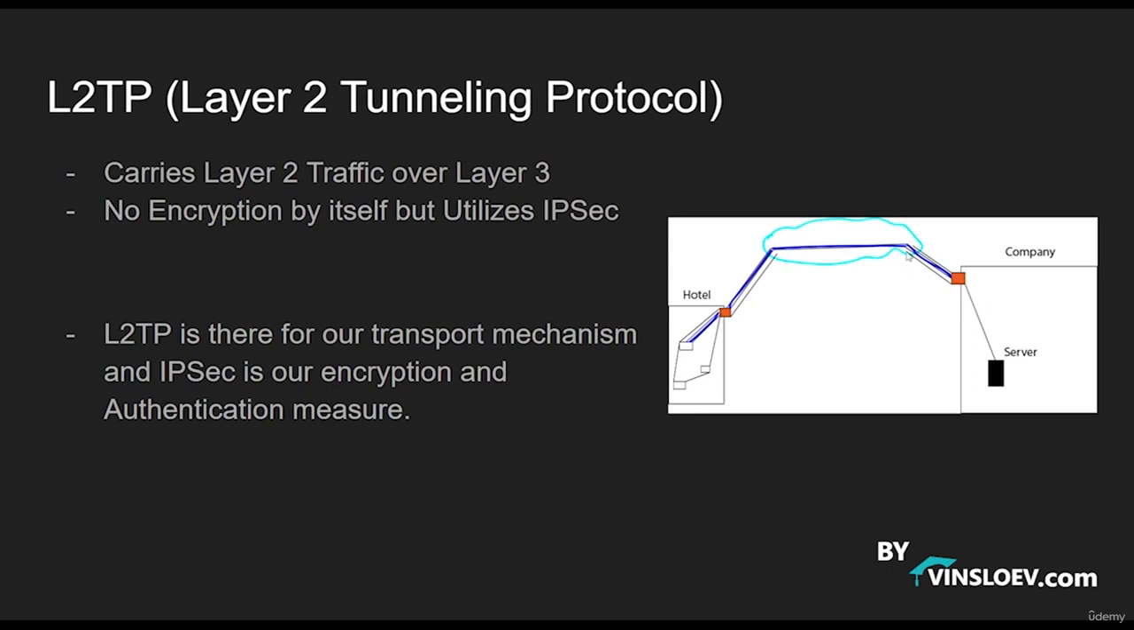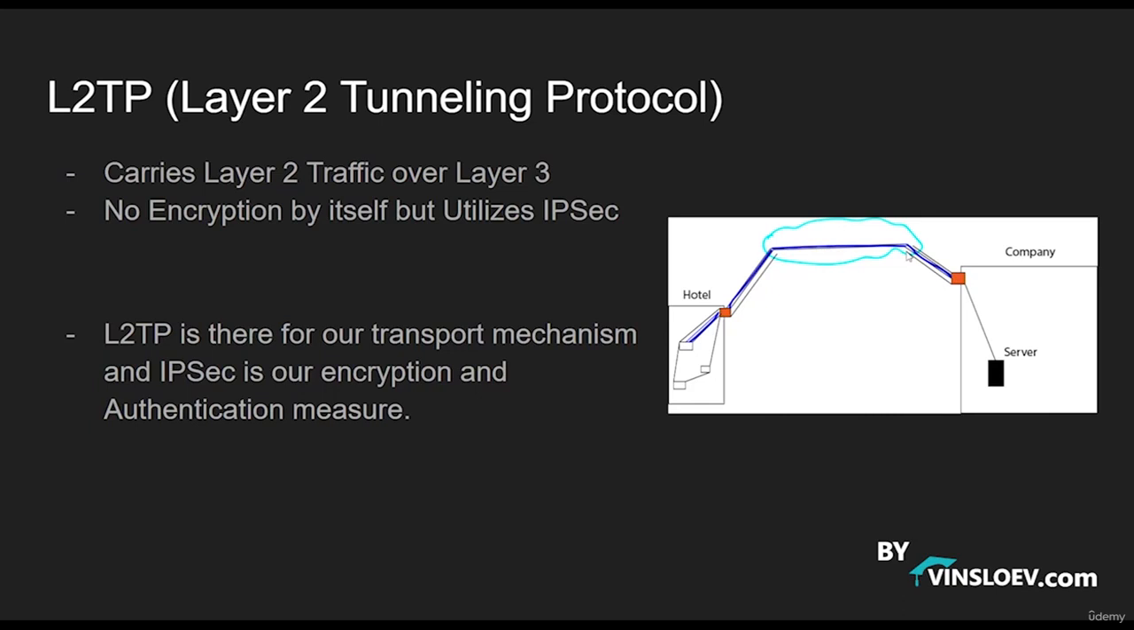So what we use for the VPN is L2TP, which is Layer 2 Tunneling Protocol, and that protocol enables us to carry layer 2 traffic over layer 3. So remember that layer 2 was the layer with MAC addresses, whereas layer 3 was the layer of IP addresses. If you haven't seen the first lectures, or you simply forgot what the different layers were and the comparison between them, then I recommend you to go watch the first two lectures of this course.